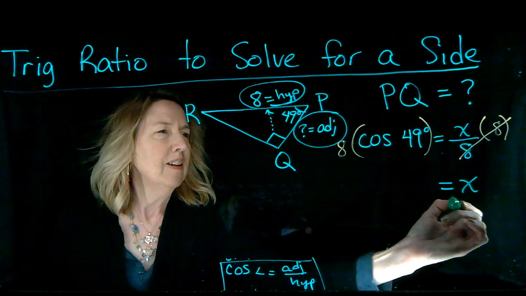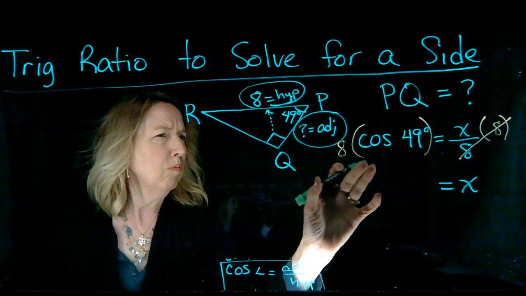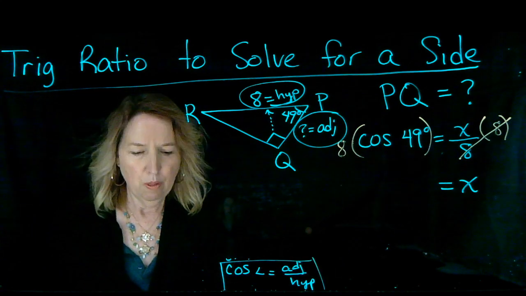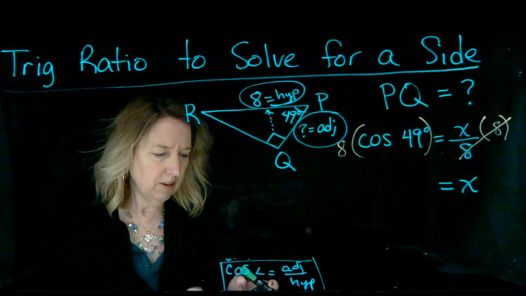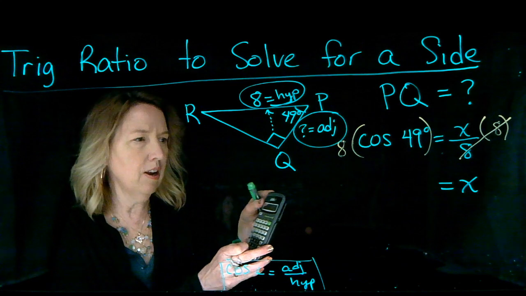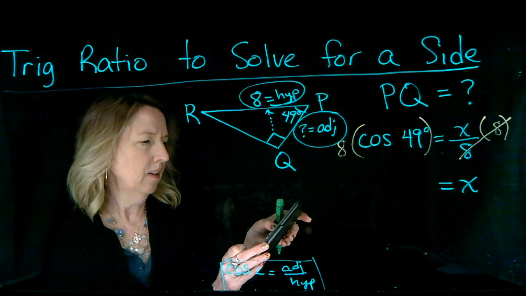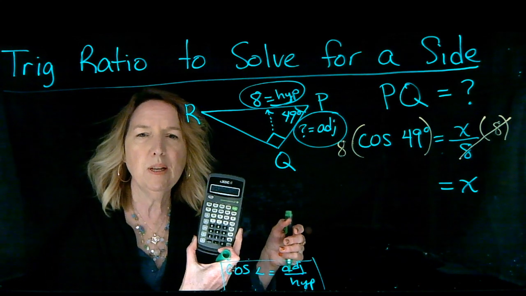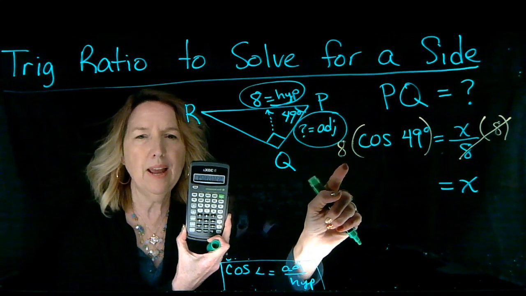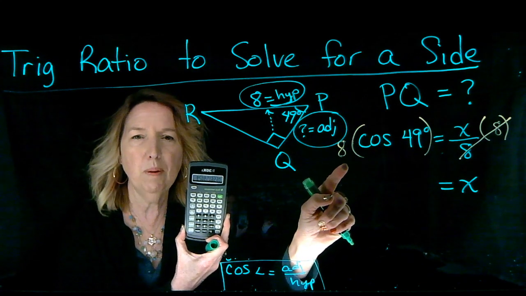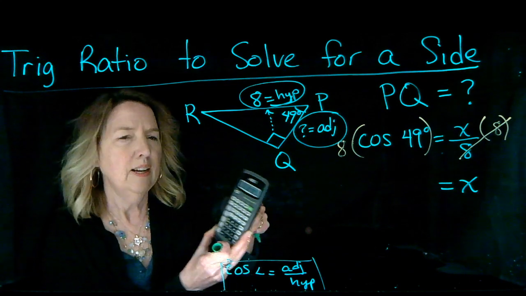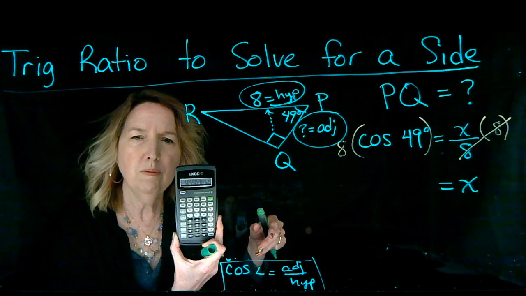Yes, that's our goal. But on the other side, we have all of this, 8 times the cosine of 49. So that is where your trig calculator comes in. I'm going to put 49, and then I hit the cosine button. 49 cosine, and it tells me it's this long decimal. But I know I have to multiply it by 8 anyway, so I could just go ahead and multiply by 8 right now. 8, and I get 5.24.